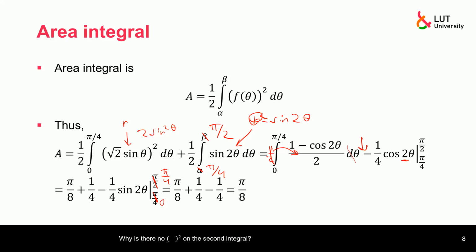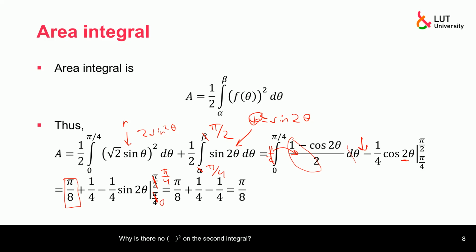Oh yeah, the pi over 8 comes from this one, the integral of 1/2. So we have 1/2 here, and we substitute it, integrate it. It's 1/2 theta. 0 is 0, and then 1/4 times half is just pi over 8. So that comes from there.